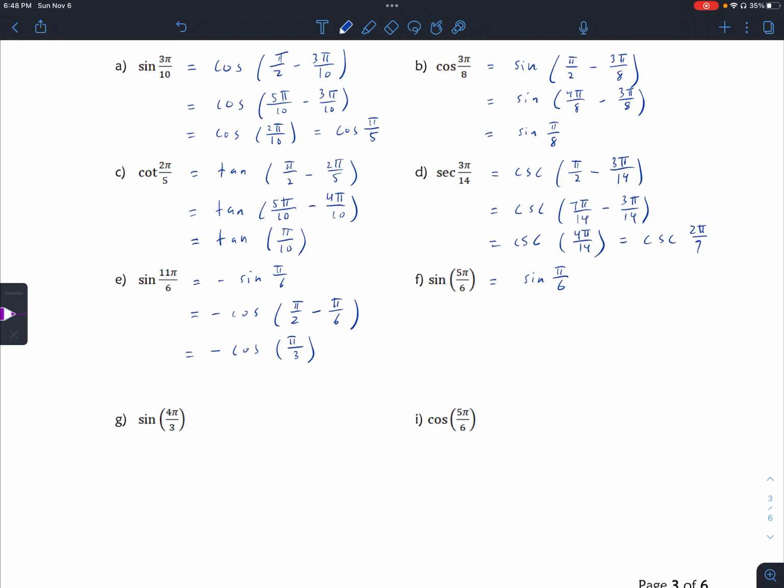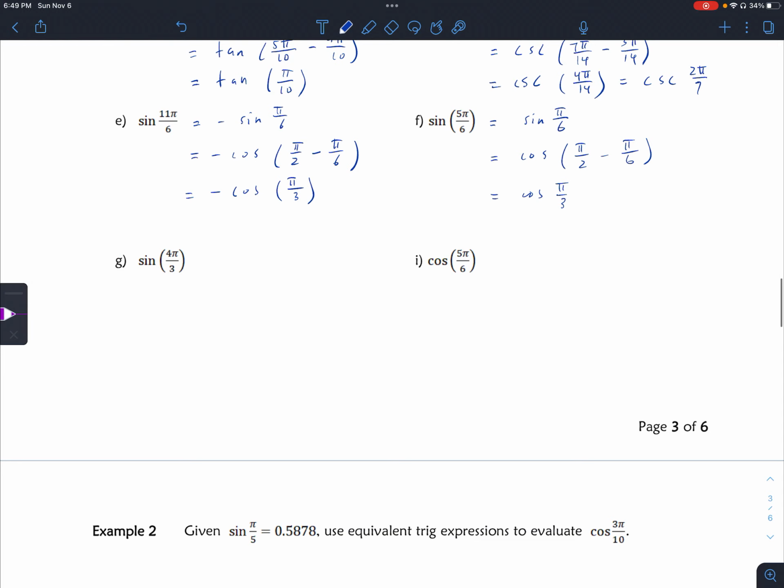But what we're going to do now is write this using the cofunction identity, right? So we're going to write it as cosine of pi over 2 minus pi over 6. And so that's going to be cosine of pi over 3. Okay, so that's what that's equivalent to using the cofunction identity.